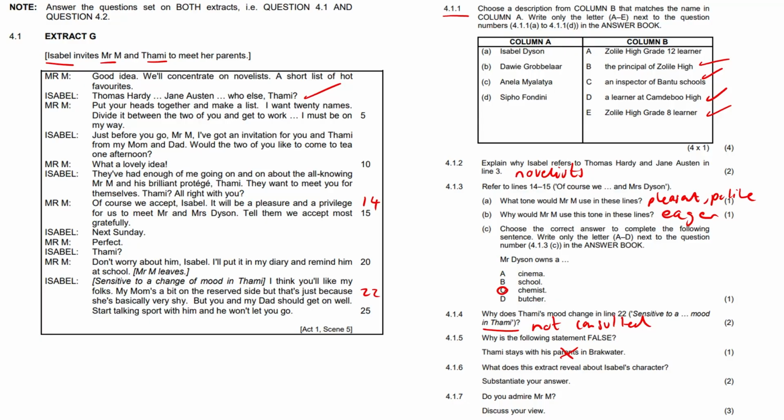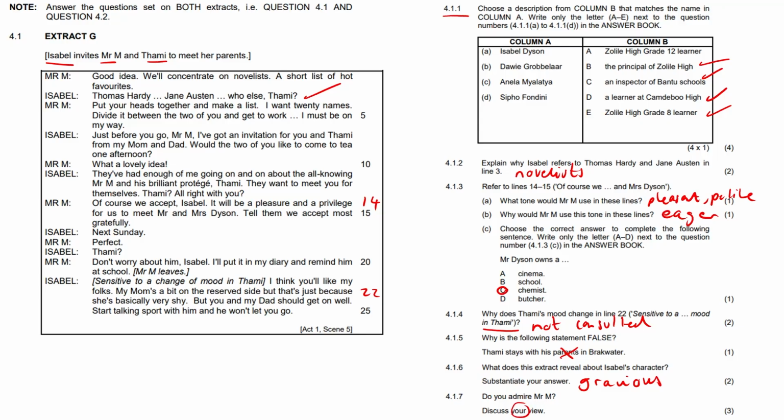What does this extract reveal about Isabel's character? We've got to substantiate our answers here. So 4.1.6, Isabel is very gracious. She is just in general a very polite kind of learner. She's hospitable, she's thoughtful, and she's very excited at the prospect of her new friends coming to her house to meet her parents. 4.1.7, we have to discuss our view here.